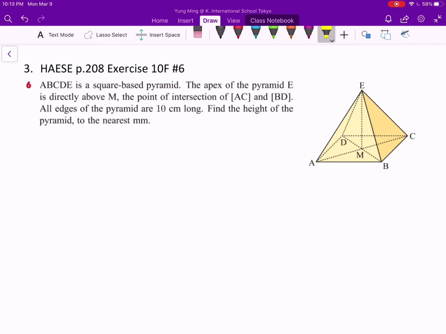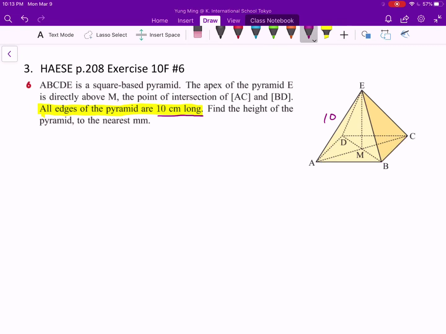So this question provides the diagram already, so we don't need to come up with one by ourselves. If we read the question a bit carefully, it says all edges of the pyramid are 10 centimeters long. This is a very useful piece of information. That basically means this length over here is 10, and this length is 10, and this length is 10. All the edges that you can see on the outside are all equal to 10.